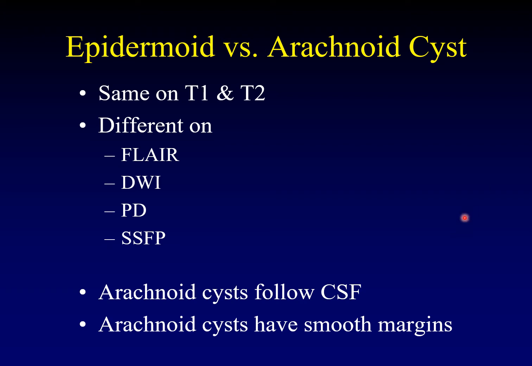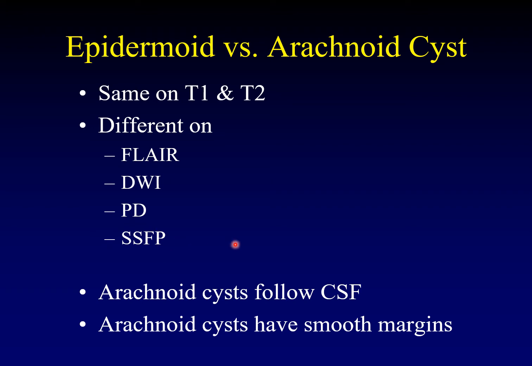If you're having trouble remembering which one is the bright one and which one is the dark one on each of these sequences, just remember that arachnoid cysts always follow CSF. They always follow CSF. So they suppress on FLAIR, they have facilitated diffusion, they're low signal on proton density, and they're extremely bright on steady state free precession.